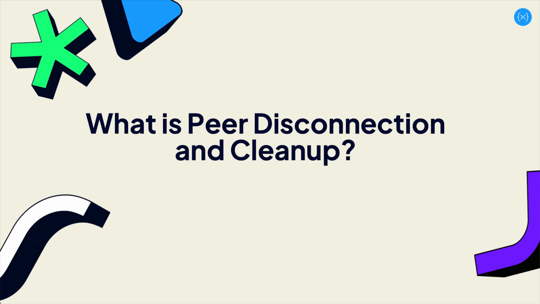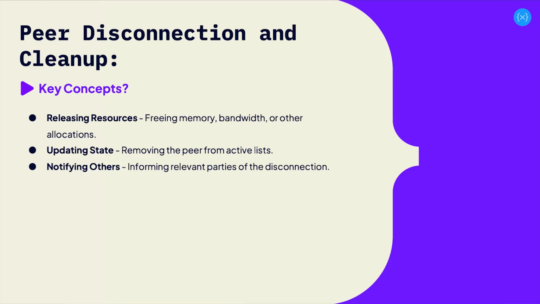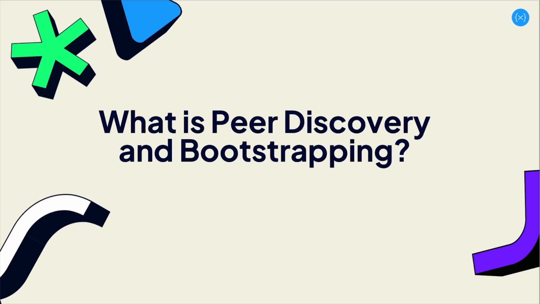The next step is peer disconnection and cleanup. Connections may be closed due to inactivity, errors, or policy violations. Cleanup involves releasing resources, so freeing memory, bandwidth, and other allocations; updating state, so removing the peer from the active list; and notifying others, so informing relevant parties of the disconnection. Another step is peer discovery and bootstrapping. Discovery is the process of finding new peers to connect with. Bootstrapping refers to the initial phase when the node joins the network and establishes the first connections.